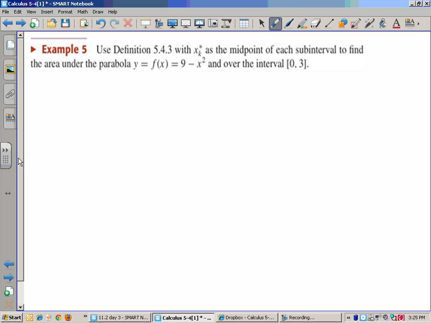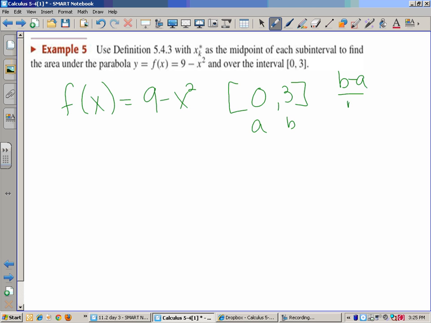This one is using the midpoint. And now we're going to use a different formula. So f of x is equal to 9 minus x squared, and we want to do it over the integral 0 to 3, a to b. So the width of each of our rectangles is going to be b minus a over n. I call that my base. You can call it your width if you want. And that's going to be 3 over n.